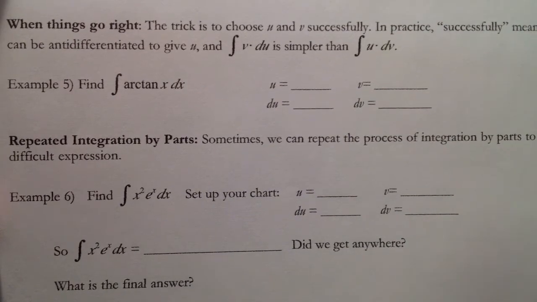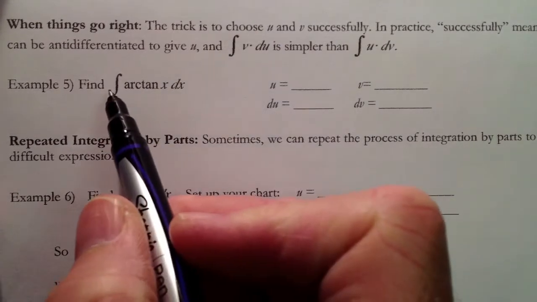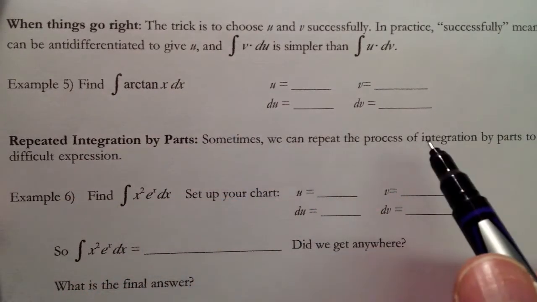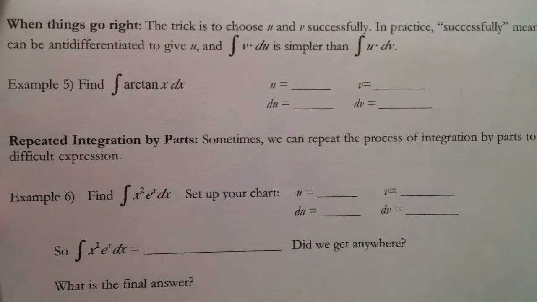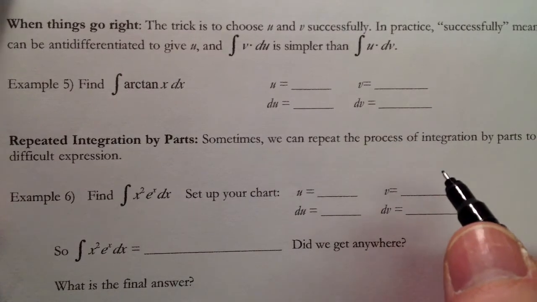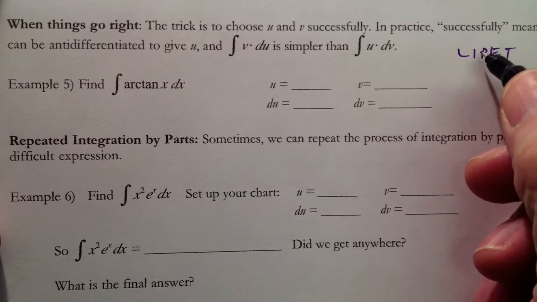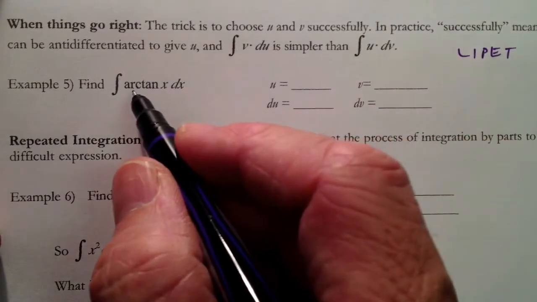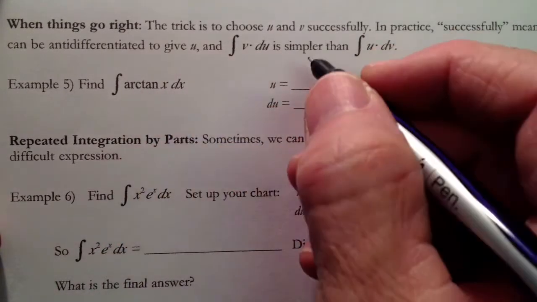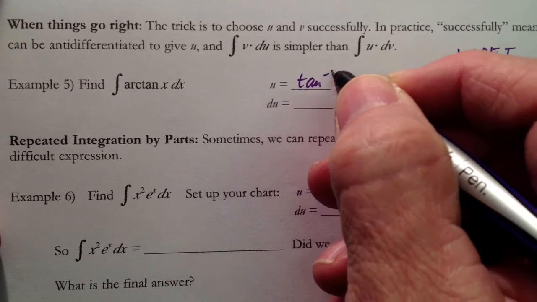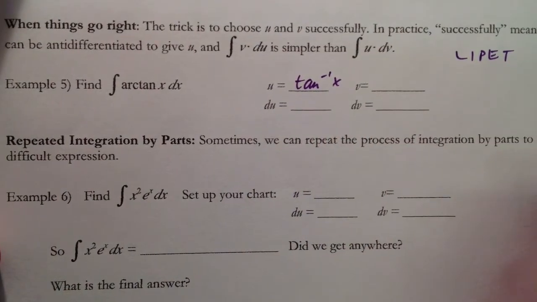I want to do 2 more examples, actually 3 more, where number 5, I challenge you to do this one on your own. I think if you don't remember the derivative of the arctangent, then you're in trouble here. But LIPET, remember, logs and then inverse trig. Well, guess what? Inverse trig is what we have here, arctan. I don't like to write it as arctan. I want to write it as inverse tangent of x.